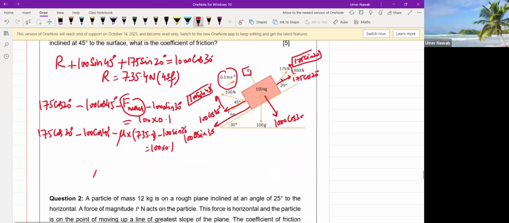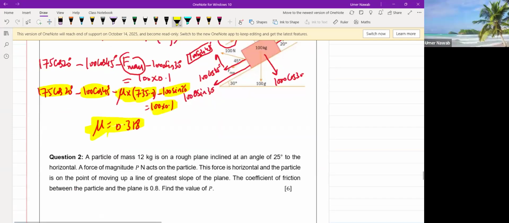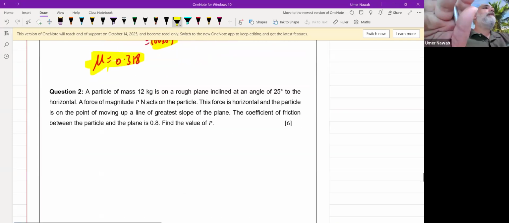That will give me the value of mu equals 0.318. So listen to me carefully. This minus this expression, and then minus this, is equal to 100 times 0.1. Finally, you will end up with the value of mu equal to 0.318.